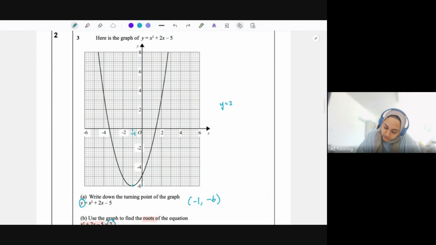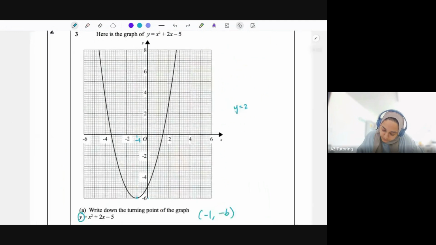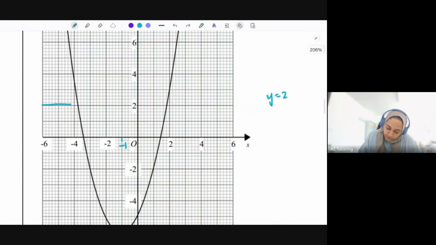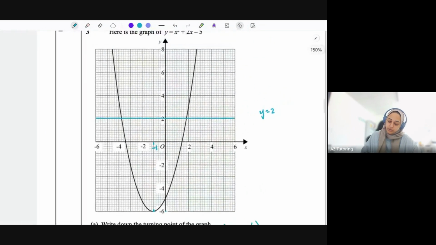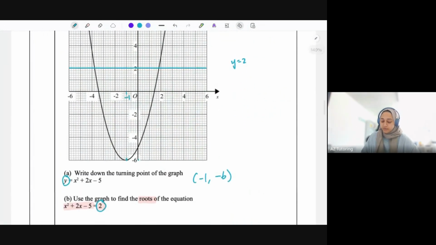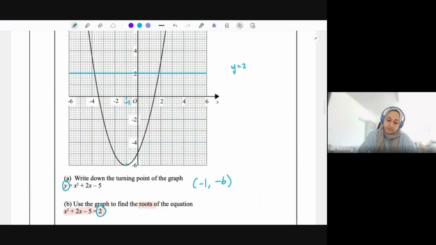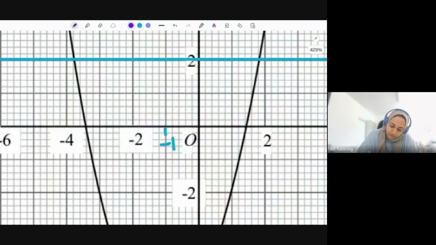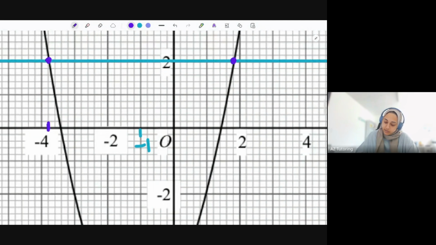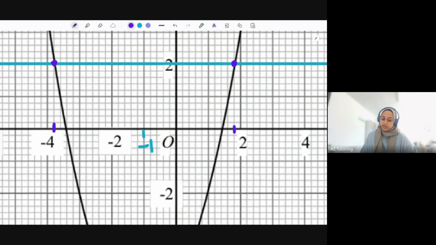Let me draw it as a straight line. Of course, use a ruler for this. Okay, yep. So there's y equals 2. And we're finding the roots of that, so where it crosses, basically. And that is right here and right here. So we're reading off approximately there.